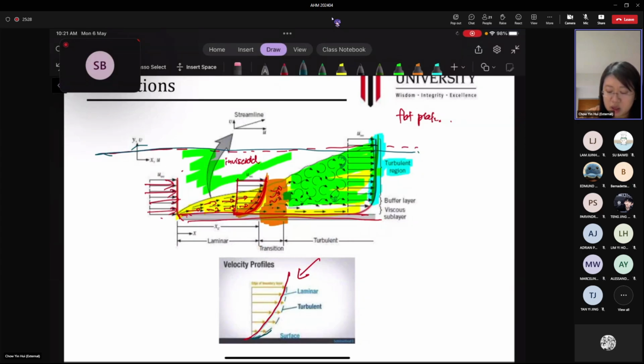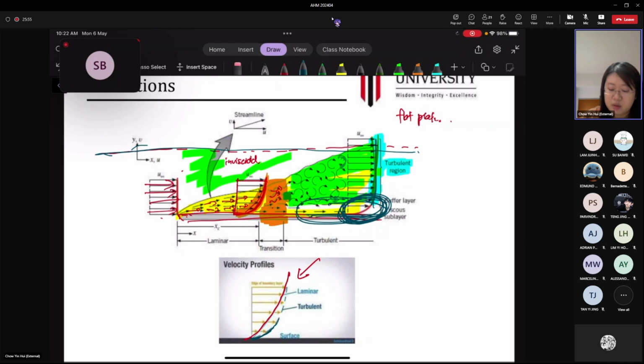Initially, there's some velocity gradient because, as you can see here, some of the fluid that is close to the wall, the plate here, is still flowing in a streamlined manner because of the viscous effect, the shear stress, the resistance to flow. So that's why you still have a very significant velocity gradient in this region here.